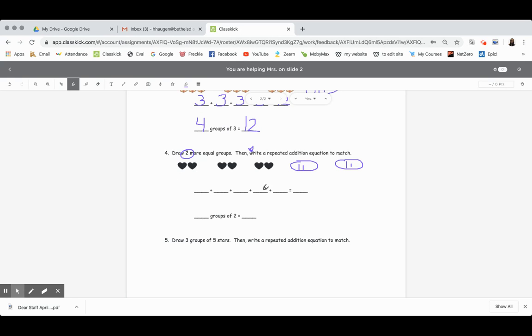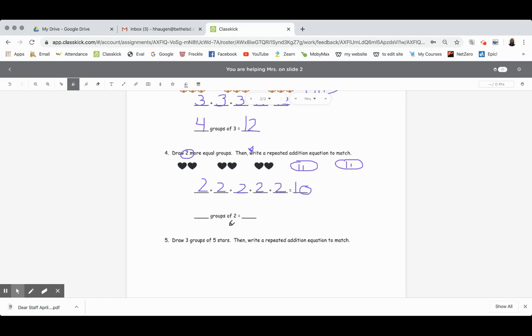How many groups do we have here? I'm sorry, not how many groups. What number is repeating? Well, each group has 2. So 2 plus 2 plus 2 plus 2 plus 2. And then I need a total. So I'm going to skip count. 2, 4, 6, 8, 10. So all of those 2's, when I add them up, equals 10 hearts.